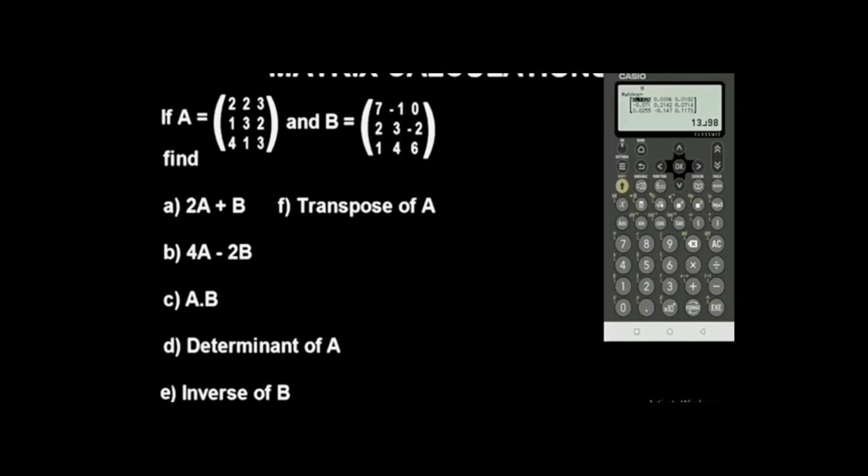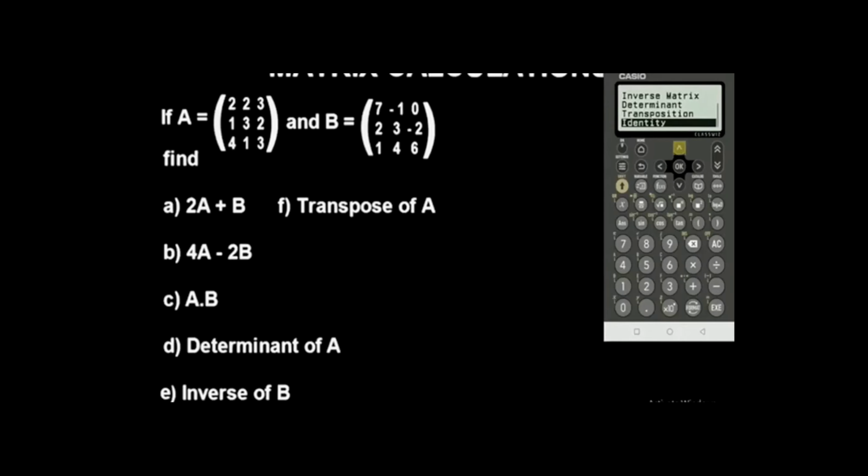Now lastly, for transpose matrix, before I end the video, let's go back. So for the transpose matrix, go to catalog, matrix option, matrix calculations. Okay, so go to transpose. In case you are looking for the identity matrix, make use of this option.